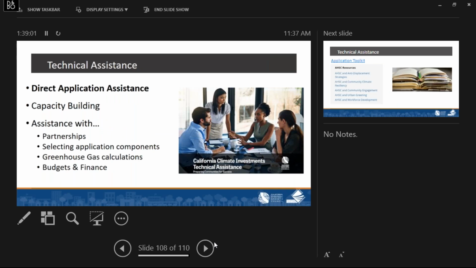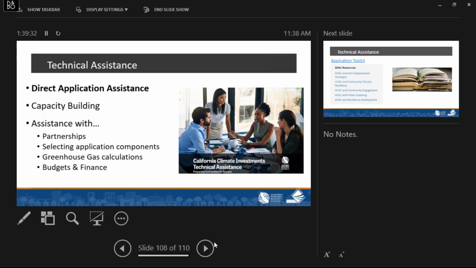We also offer technical assistance. Right now we're in the direct application assistance period. We are in the process of selecting recipients for technical assistance. There's a survey that we put out a few weeks back. We are taking those applications on a rolling basis, so if you haven't submitted yet and you would like technical assistance, we encourage you to fill it out. We will send around a follow-up email and make sure to include that survey in it.